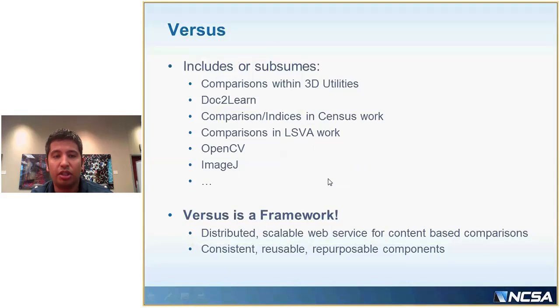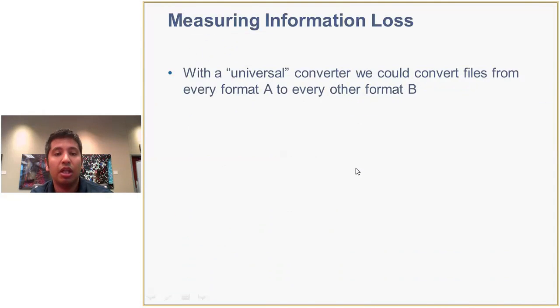And we've also included a number of functionalities from OpenCV and ImageJ in there in terms of image comparisons. And I'll leave off saying what Luigi was iterating: Verses is a framework and a service, a distributed web service for content-based comparisons, the main thing being making consistent, reusable, repurposable components that can be mixed and matched outside of what they were initially intended for, potentially.